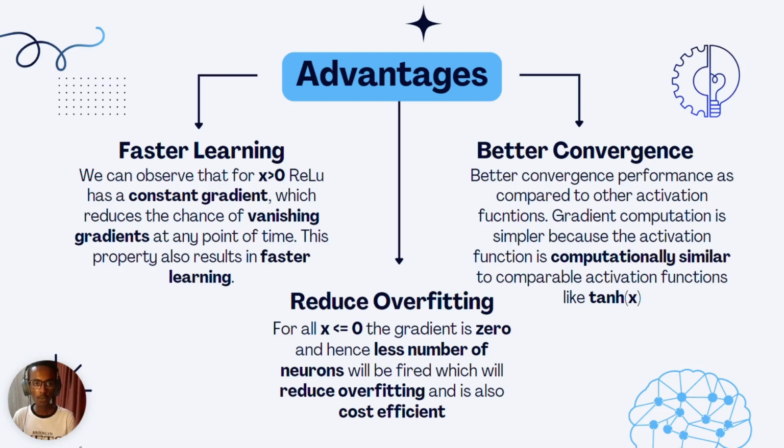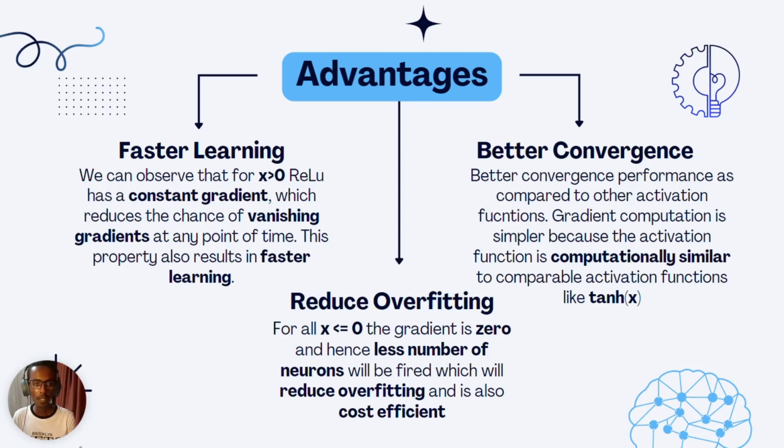And one of the advantages of using the ReLU activation function is faster learning. So we can observe that when x is greater than 0, ReLU has a constant gradient. In your math class, you might have discussed gradients and computing gradients from graphs. So when you compute the derivative of a function, if it has a constant slope, it's basically going to keep increasing or decreasing.